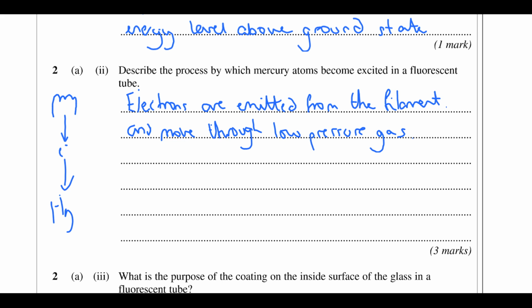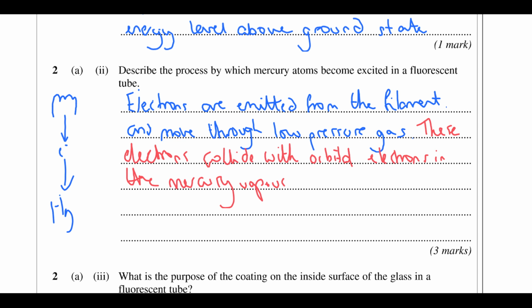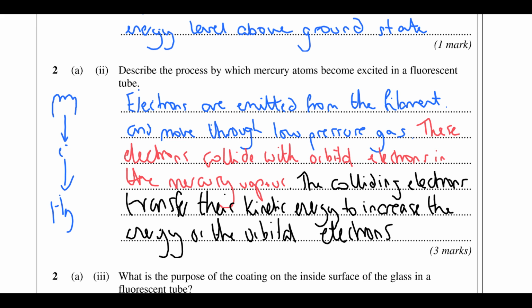What's going to happen next is they collide with orbital electrons in the mercury. So let's get that down. Okay, so we've got that. That's what happens. So we've got them colliding with the mercury vapor, and the final stage is that they transfer their kinetic energy to increase the energy level of the orbital electrons. That's what we've got finally.